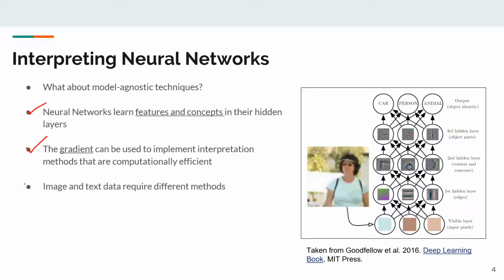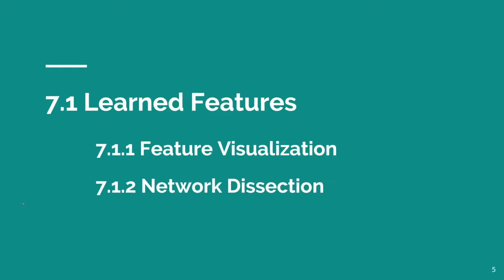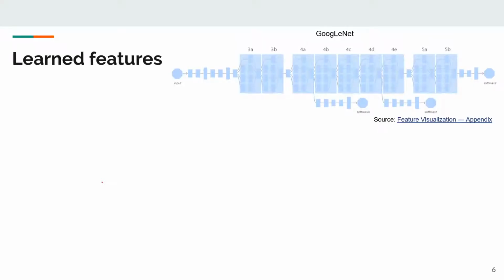Additionally, most of the studied methods are used to interpret models for tabular data. Image and text data require different methods. The methods and examples shown in this chapter use image data and convolutional neural networks. Feature visualization visualizes the learned features by activation maximization, and network dissection labels neural network units with human concepts.